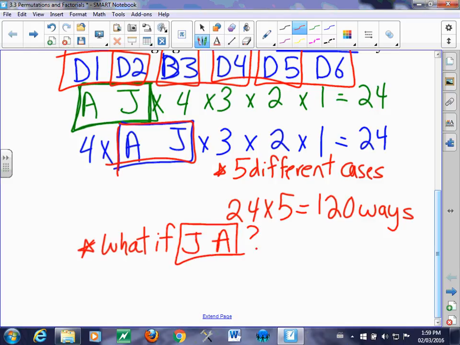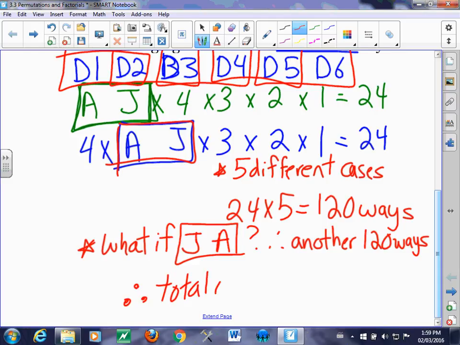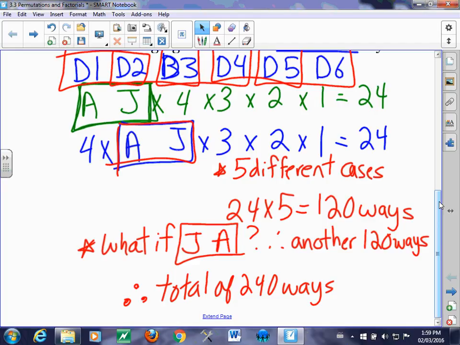Well, obviously that means there's another 120 ways, because you do the same scenario up top, but with just having Jessica and Adam reversed. So, therefore, there is a total of 240 ways, as long as we have 2 consecutive students.